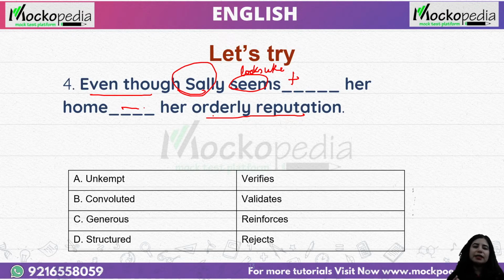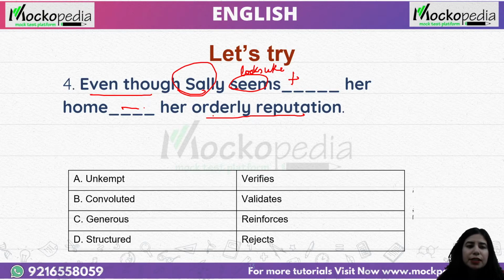Even though Sally seems orderly, her home rejects her orderly reputation, right? Then only we can do justice to the transition even though, or vice versa can happen. So, let's see. And since the reputation is orderly, let's see what fits in.